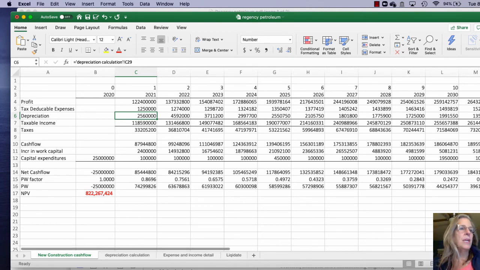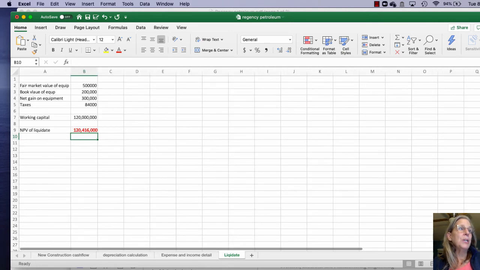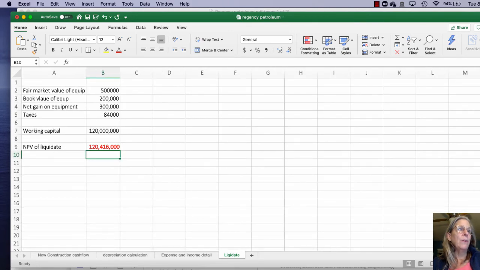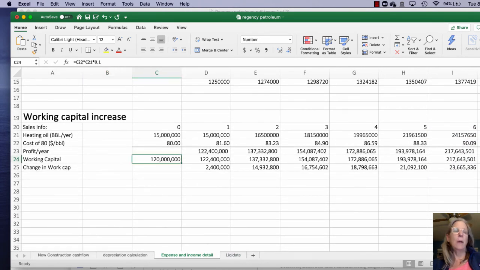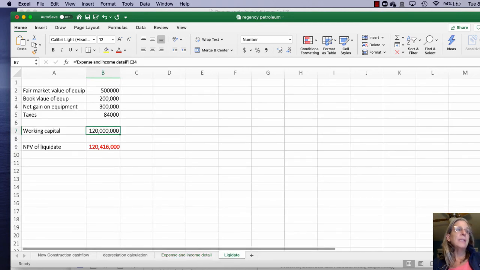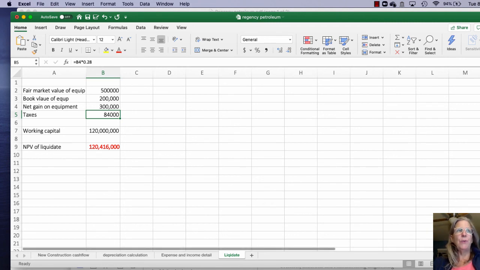I guess the other thing to just notice is if you liquidate, what's going to happen is you're going to sell all of the oil that you have. So the working capital that you can sell is 120,000. So we go to these expense items here, working capital, that's 120 million, and that value then is going to be what you can sell. In addition, you're going to sell the old equipment, and you have some tax applications for it. I hope that's a quick little introduction to how to do the Regency Petroleum.